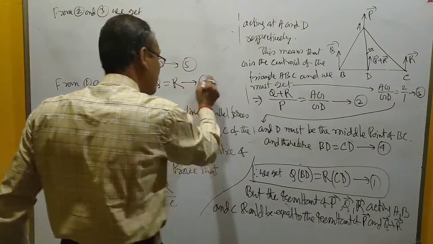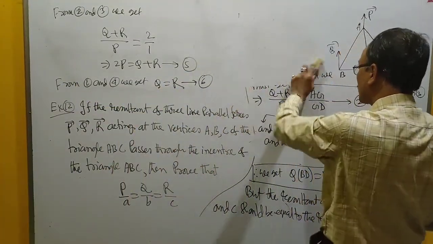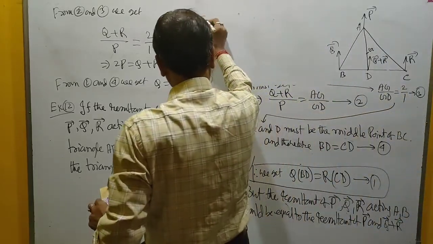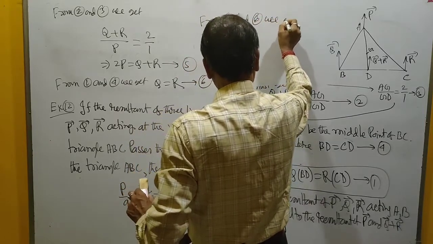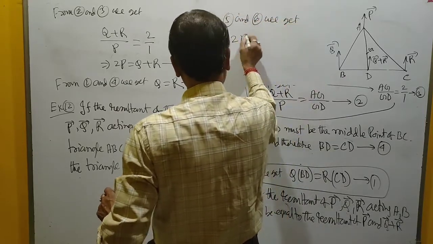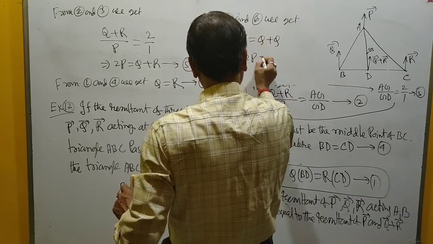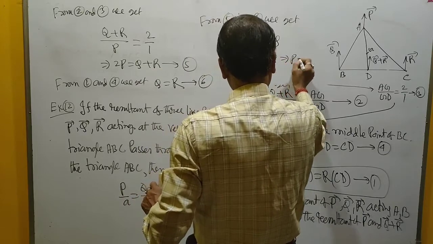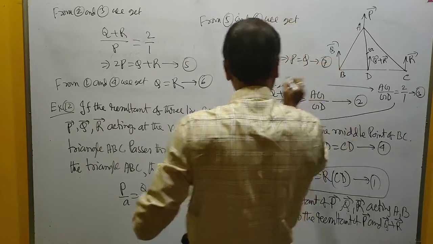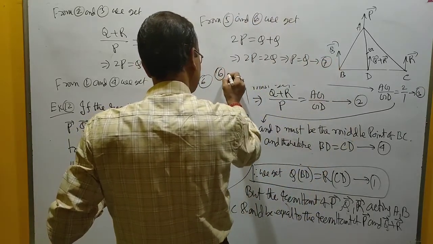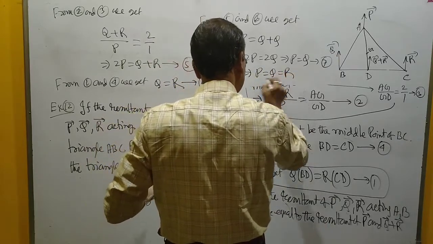This is number 6. From 5 and 6 we get twice P equal to Q plus Q. This means twice P equal to twice Q, which means P equal to Q. This is 7. From 6 and 7 it implies P equal to Q equal to R.